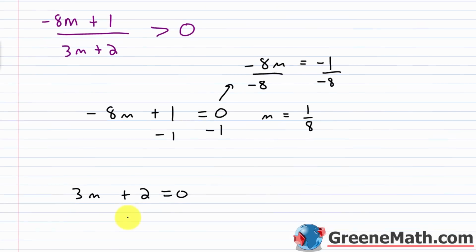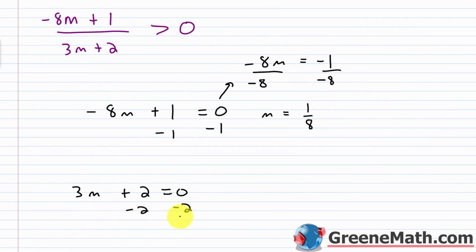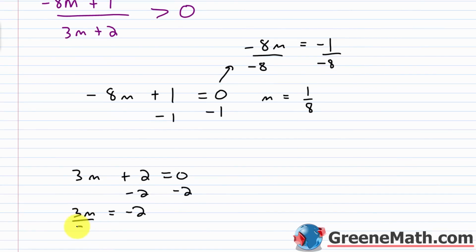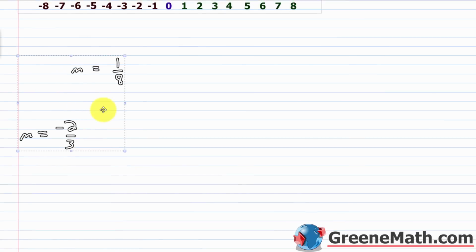Then over here, I subtract 2 away from each side of the equation. I get 3m is equal to -2. I divide both sides by 3, and I get that m is equal to -2/3. Now, we're dealing with a strict inequality, so neither one of these is going to work as a solution. So I'm going to take m equals 1/8 and m equals -2/3 and bring them down here.